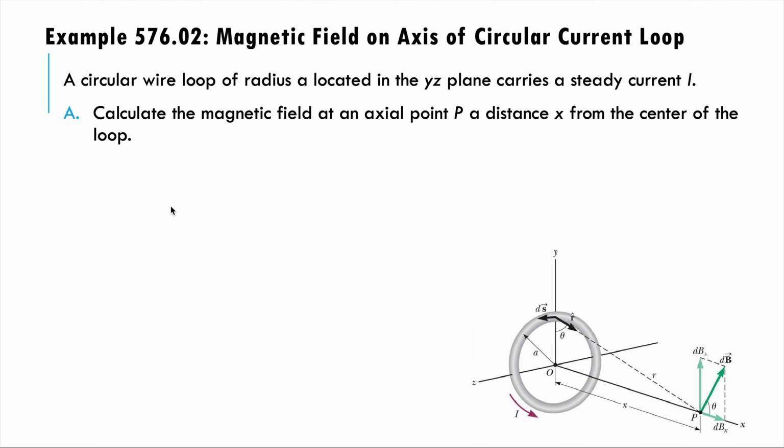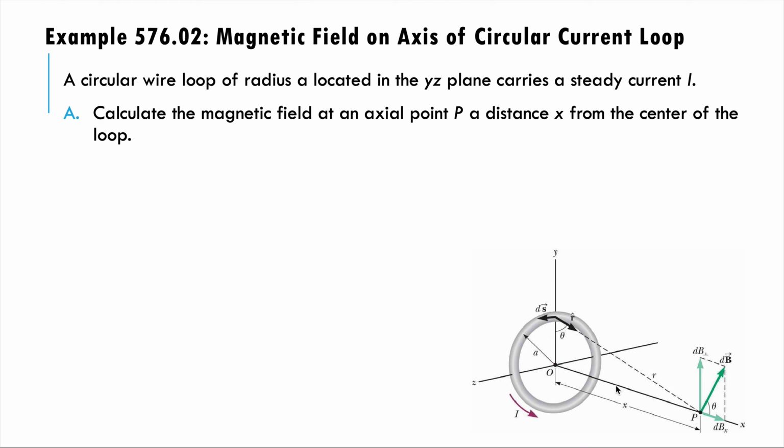Hey everyone, this is Dr. Walker. In this video, I'd like to go over the second example from v576, finding the magnetic field due to a current loop. In this problem, we have a current loop in the YZ plane. It's carrying a steady current, and we're trying to find the magnetic field at a point along the x-axis at a distance x from the center of the loop.